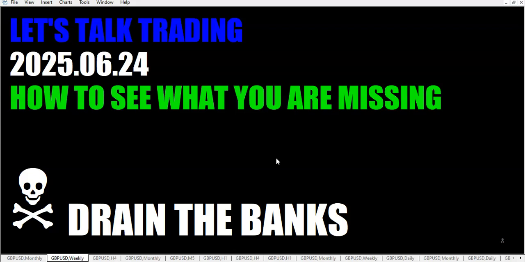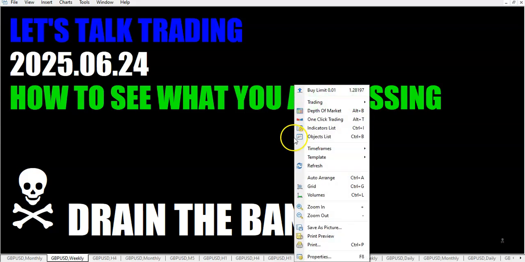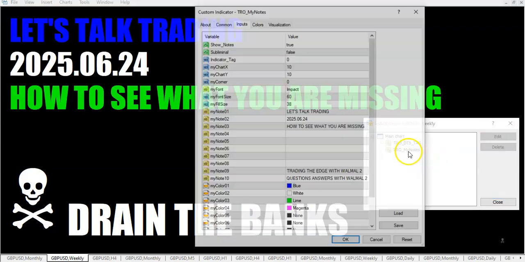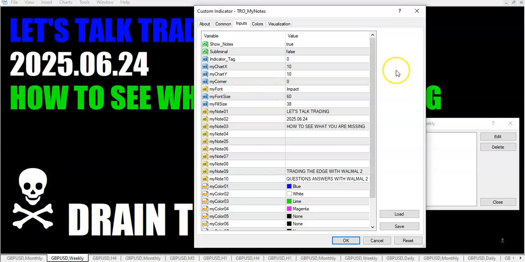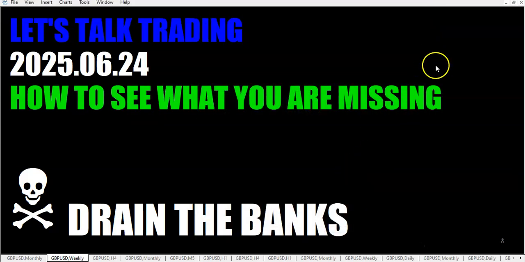So what you might want to do is get yourself a post-it pad or a stack of 3x5 cards or just a 99-cent journal or whatever. Something where you can keep these notes, organize them. Or if you want, like this chart right here, I used the TRO My Notes indicator, and I wrote this so you can put notes on the chart. And on some of my charts, there are notes, and I've even seen other people out there using it. And in fact, some people think it's the best indicator I ever wrote. I have to say, it's a handy tool.